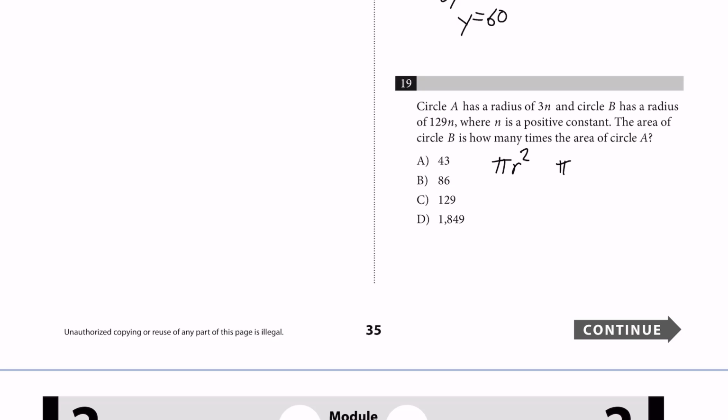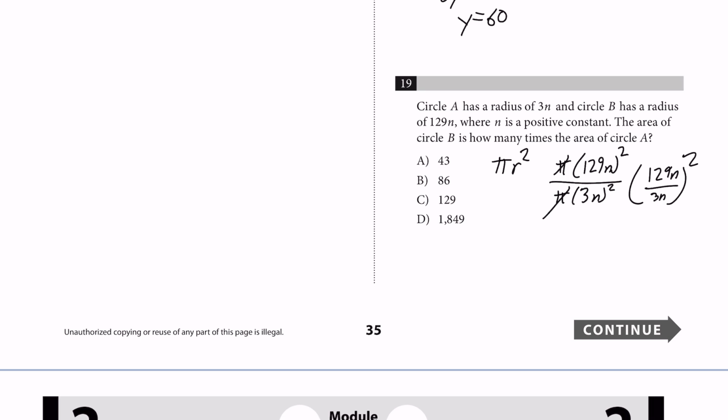So what we do is we do pi times 129n squared over pi times 3n squared. And what do we notice? The pi's are going to cancel. And we're going to be left with 129n, that quantity squared, over 3n squared. And we know that this is equivalent to 129n over 3n, all squared. So we can first divide 129 by 3, and then get our answer.